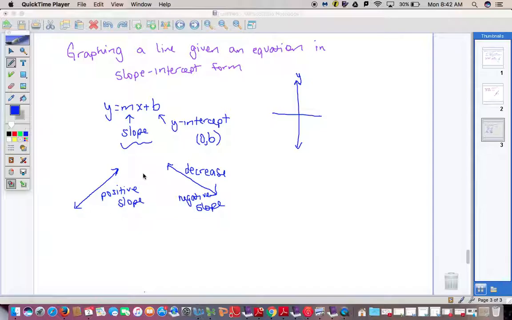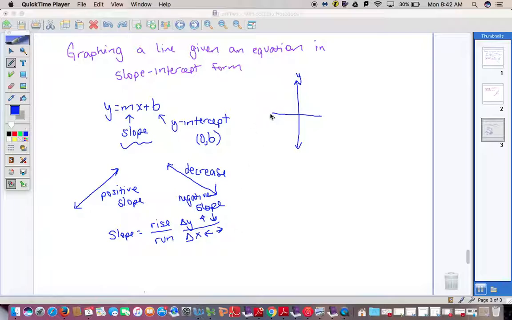Slope again is rise over run. Rise means our change in our y value. So we're either going to go up or down, depending on if it's a positive or negative. And run means we're going left and right. So it's the change in our x values. And we're going to either go left or right, depending on if that's a positive or negative.